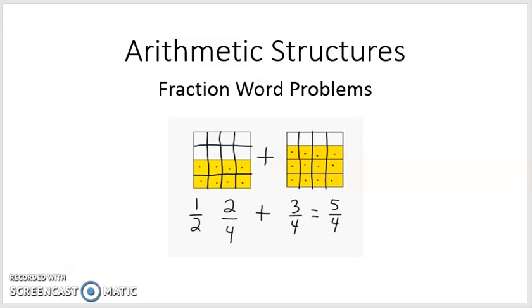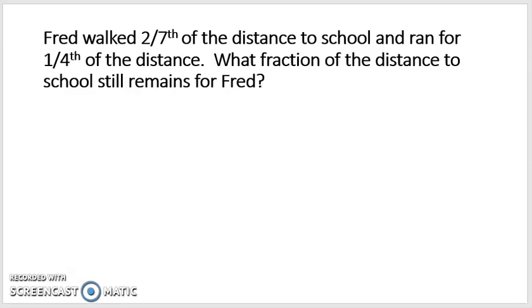Hi everyone. We're going to end this section on addition and subtraction of fractions with every student's favorite part of mathematics, which are word problems. So I'm just going to go through a couple quick ones, similar to ones you may be asked to do in the class, and talk about how I might solve these.